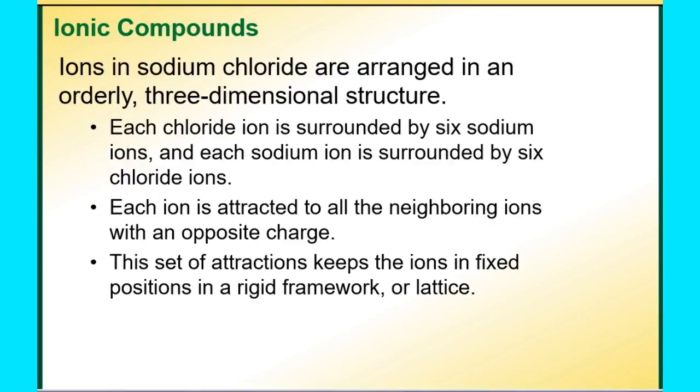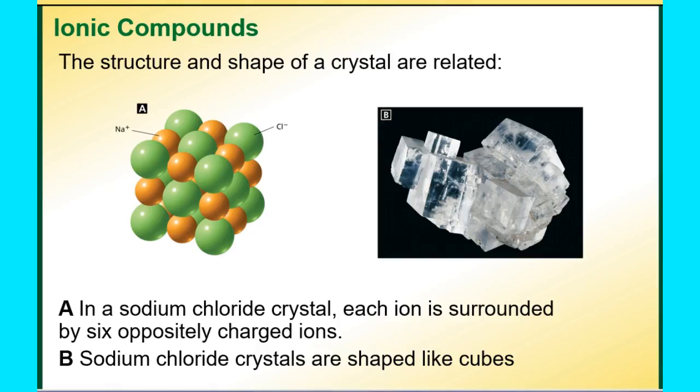Ions in sodium chloride are arranged in an orderly three-dimensional structure. Each chloride ion is surrounded by 6 sodium ions, and each sodium ion is surrounded by 6 chloride ions. Each ion is attracted to all the neighboring ions with an opposite charge. This set of attractions keeps the ions in fixed positions in a rigid framework, or lattice. The structure and shape of a crystal are related.